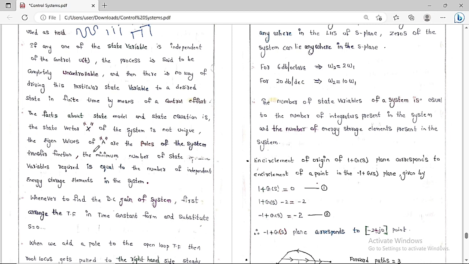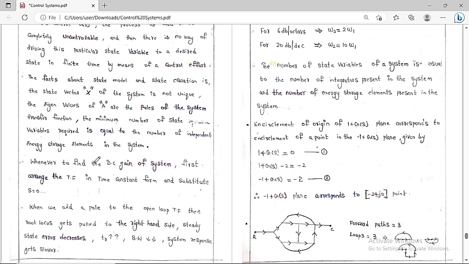Plus the eigenvalues of the matrix A, which are called the closed loop poles of the transfer function, mean the determinant of sI minus A equal to 0. If we solve this, we are going to get the eigenvalues of the matrix A, which are basically the closed loop poles of the transfer function. And the minimum number of state variables required is always equal to the number of independent energy storage elements in the system, which is the order of the system. So this you always have to keep in mind.